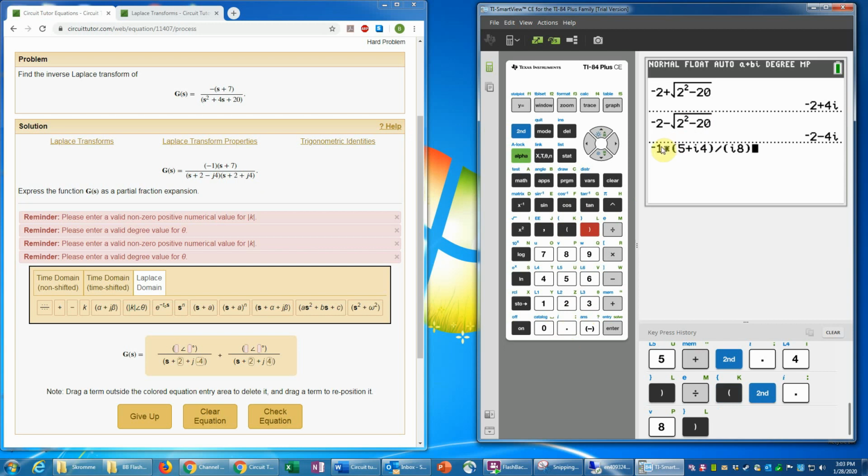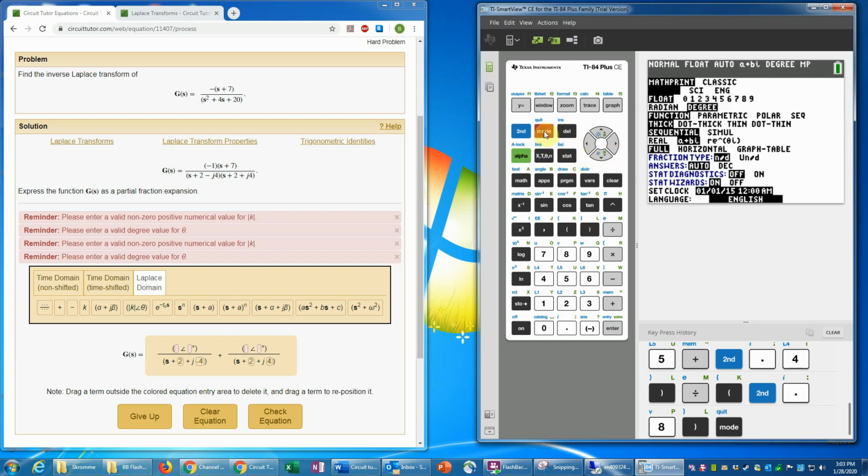Okay, so that should be the value. Now, I did make a mistake, however, because at this stage, I really want to have this in the polar form, and I'm still in rectangular mode. But that's okay. I don't have to erase this. I can just go into modes and change that before I click enter. That'll just save me converting it.